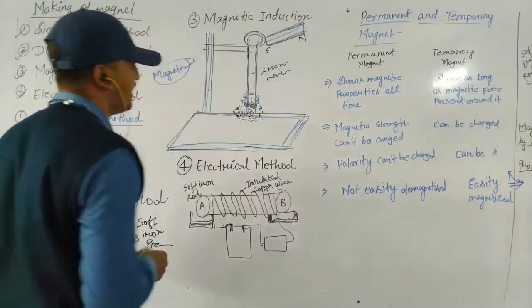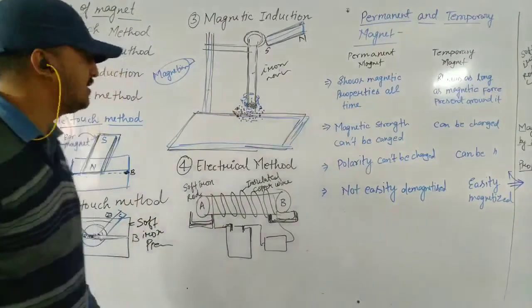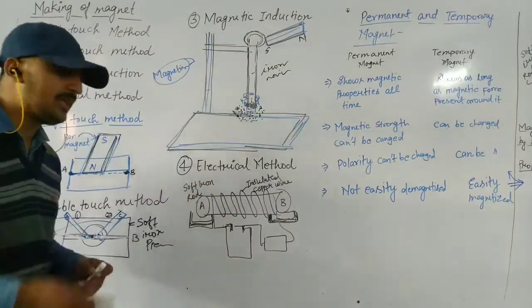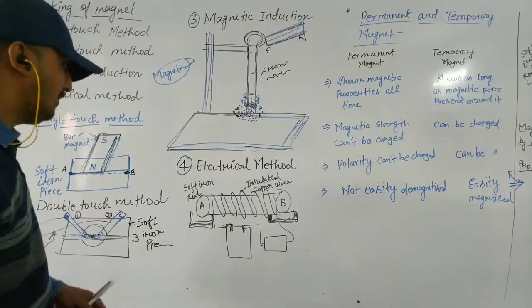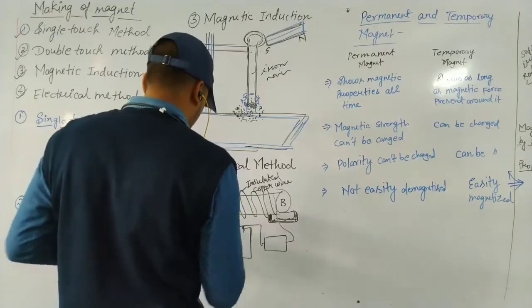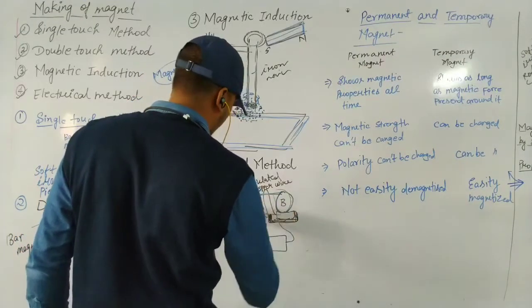Next one is the electrical method. The electrical method is also a type of magnetizing the substance. So this is the fourth. By supplying electric current, we can magnetize the substance. Okay, suppose this is a soft iron bar, a non-magnetized soft iron bar.